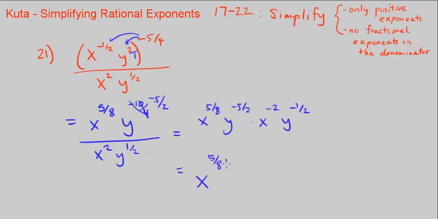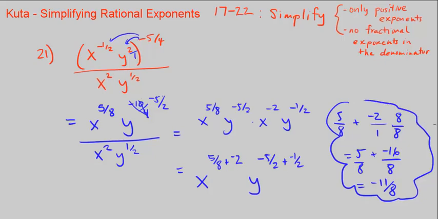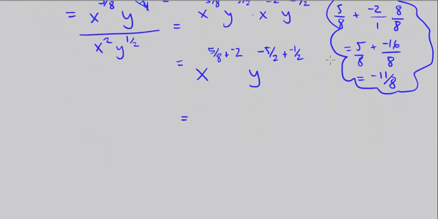So it's 5/8 plus negative 2. And for y, we want to add these exponents, negative 5 over 2 plus negative 1/2. Okay? So 5 over 8 plus negative 2. Well, I know that's over 1, so let's add these. The common denominator is 8. So we get 5 plus 8 times 2 is 16 over 8. So that's equal to negative 11 over 8. Okay? So we just added 5/8 and negative 2, so that's x to the power of negative 11 over 8.